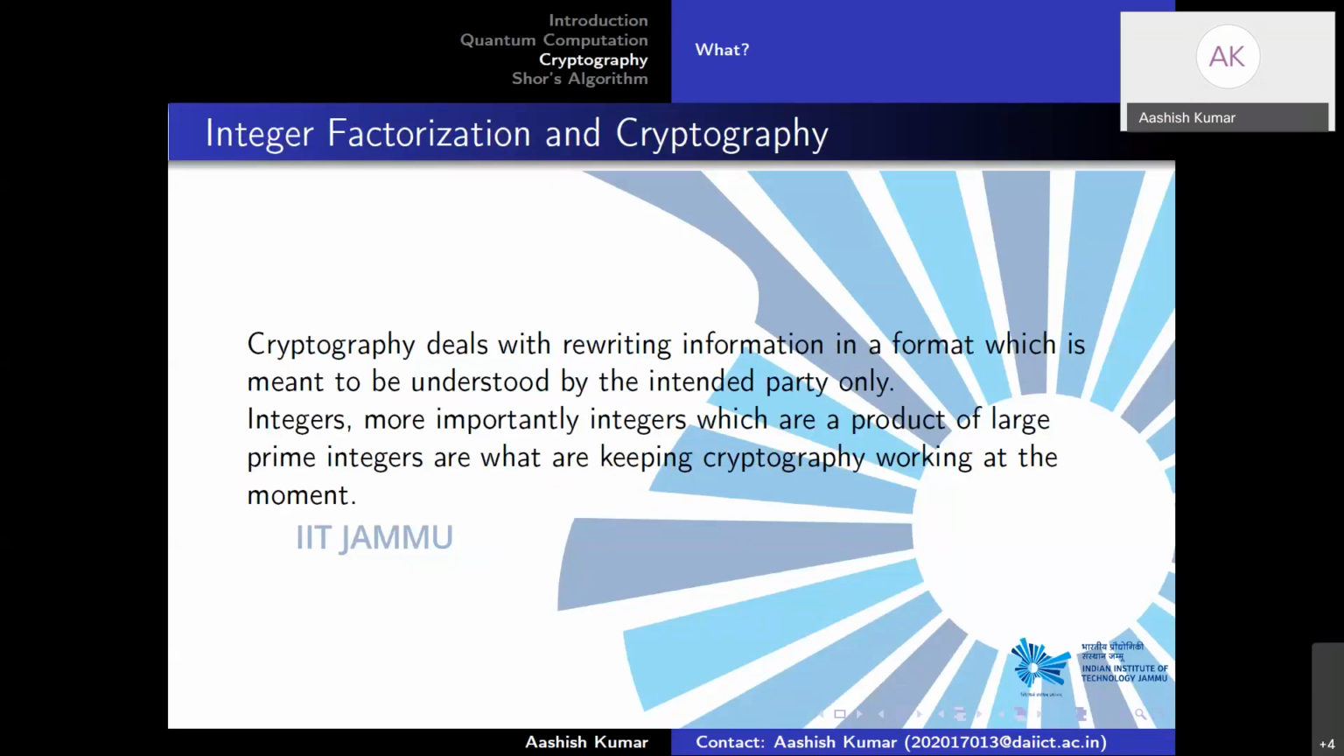Okay, so integer factorization and cryptography. Cryptography deals with rewriting information in a format meant to be understood by the intended person only. Integers, more importantly integers which are a product of large prime numbers, are what keep cryptography working at the moment. We use large numbers to encrypt our messages, and the factors of that large number are generally two prime numbers, in which one is used as a private key for the encrypting party, and the other prime number is used as the decryption key for the second party.